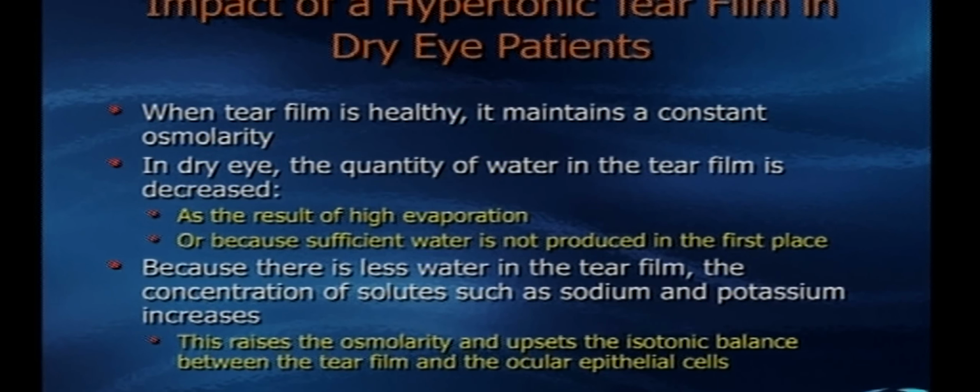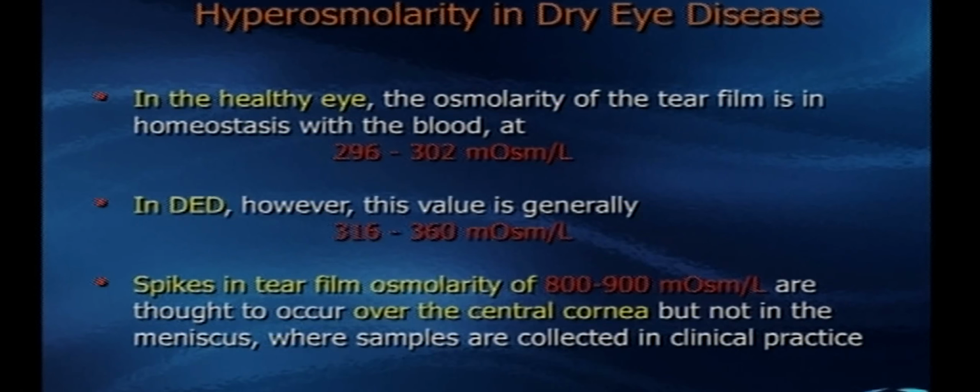But when there is dry eye, the quantity of water in the tear film goes down because of high evaporation or because there was insufficient water in the first place. And because there is less water in the tear film, the concentration of solutes such as sodium and potassium increases, and this raises the osmolarity and upsets the isotonic balance between the tear film and the ocular cells.